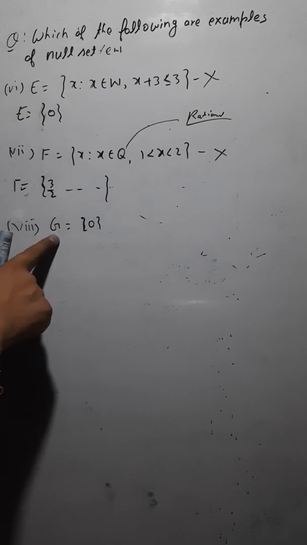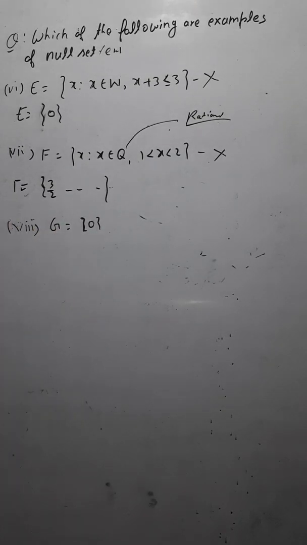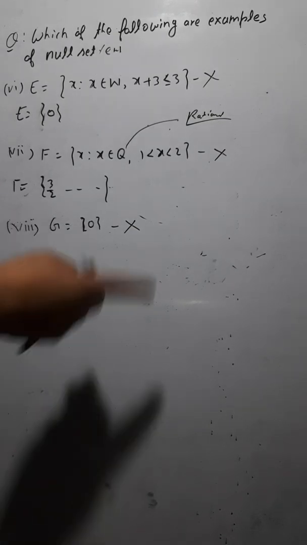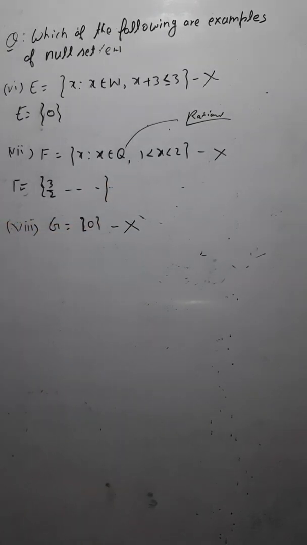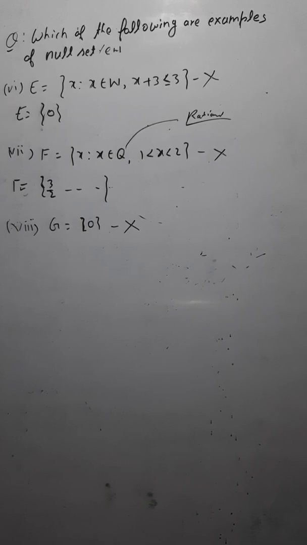You have a set G that contains an element that is 0. So is this an example of a null set? No, it is an example of a singleton set because it is containing one element. So this is again not a null set. Okay, so this is how we have discussed the questions related to the null set.